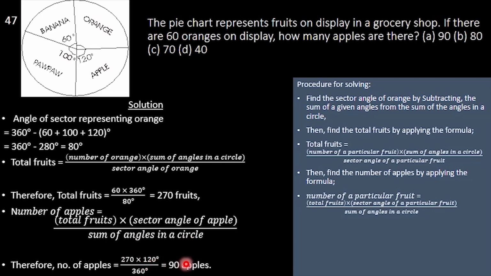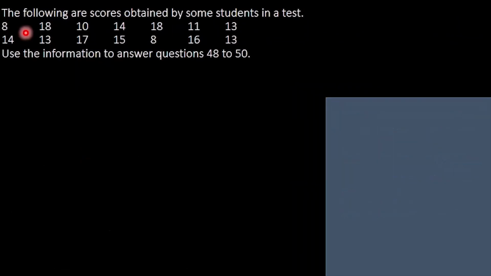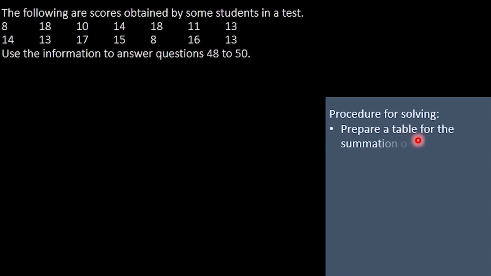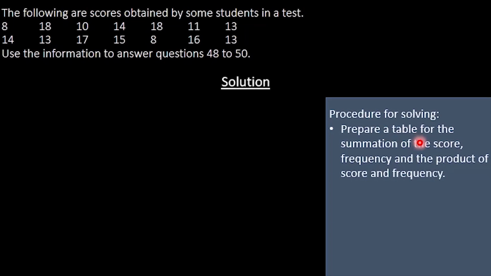Question 48. The following are scores obtained by some students in a test. Use the information to answer question 48 to 50. This is the procedure for solving. Prepare a table for the summation of the score, frequency, and the product of score and frequency. Now this is a table.